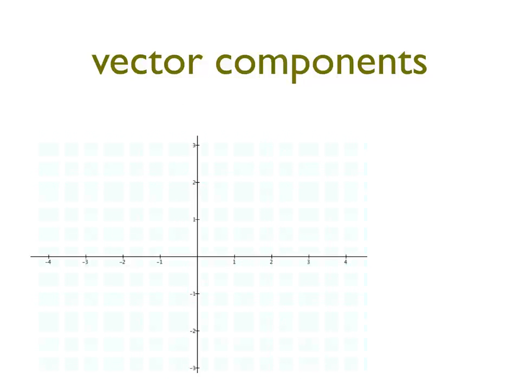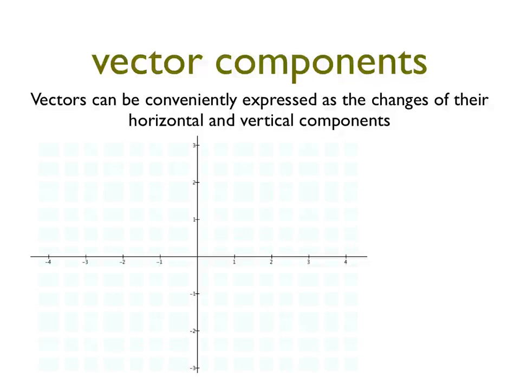All right, so vector components. So that was just adding as a picture. So what about actually quantifying this and putting some actual mathematics to this? The way we do that is we express vectors as the changes of their horizontal and vertical components, or what's called the component representation of vectors.